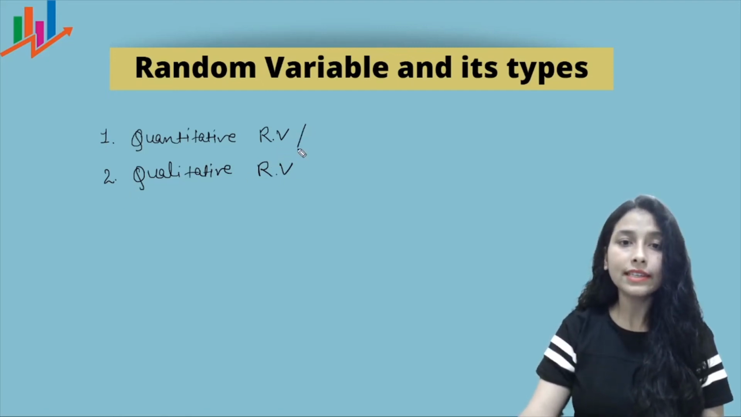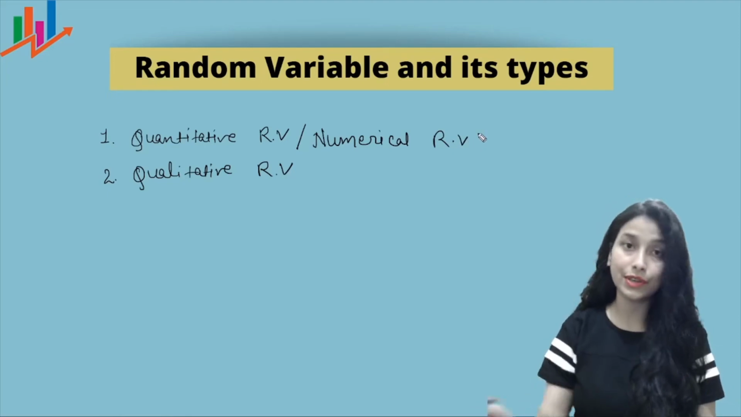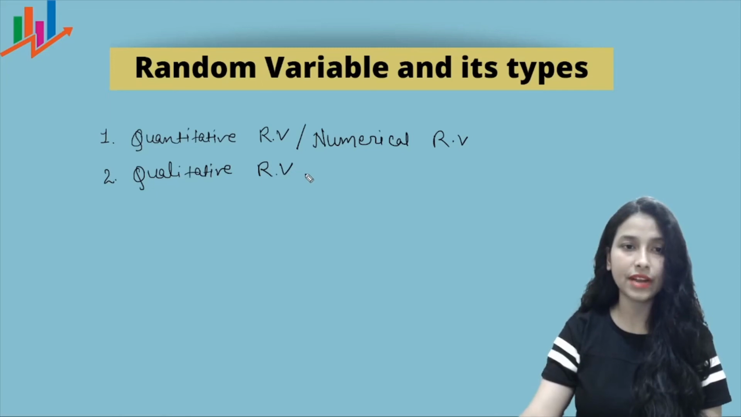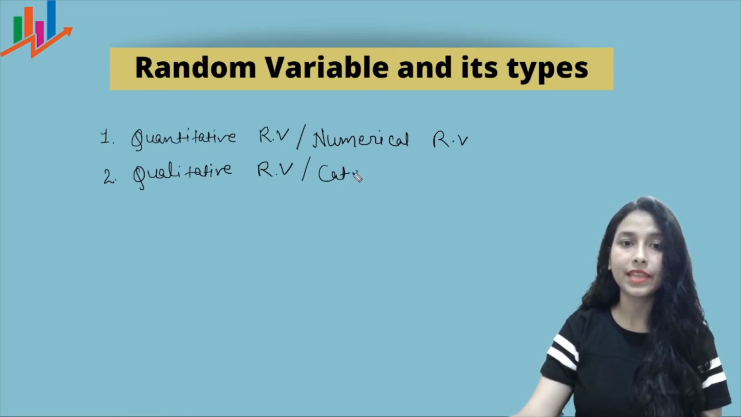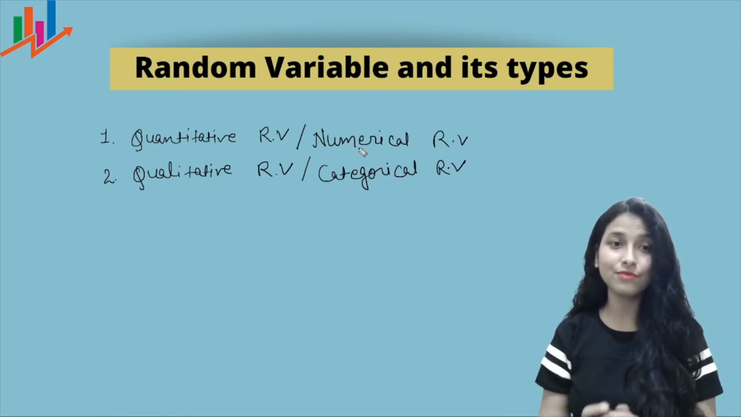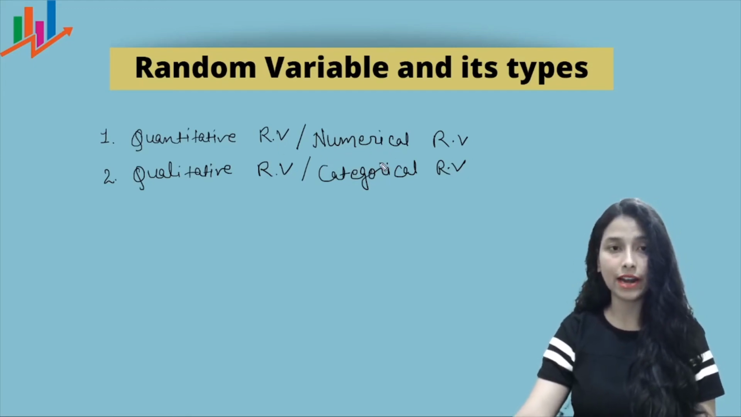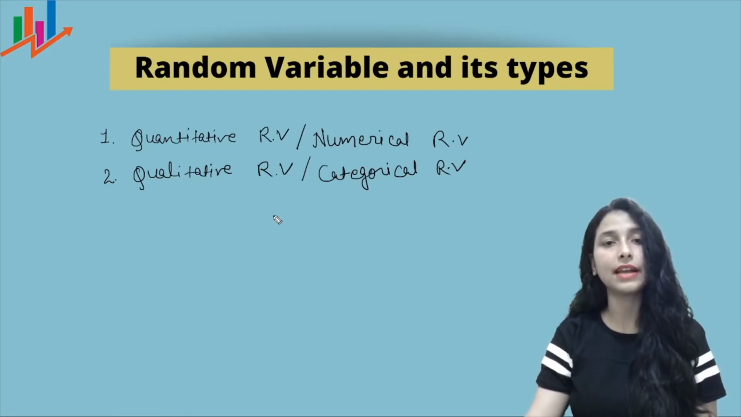Now, this quantitative random variable is also sometimes referred to as numerical random variable, and this qualitative random variable is called a categorical random variable. All right. So these are basically the other names for the same thing, that is, quantitative random variable is also called numerical random variable, whereas qualitative random variable is also called categorical random variable.